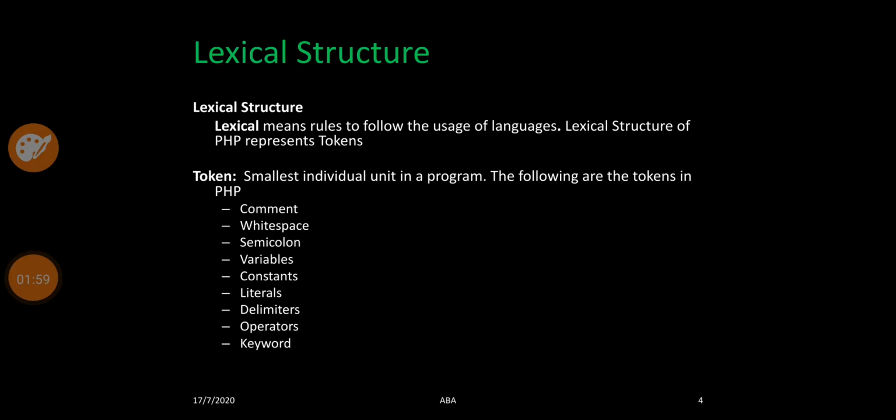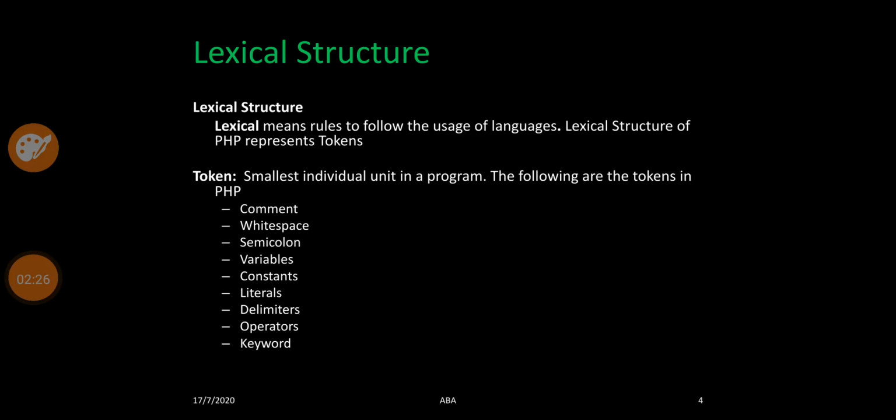The basic concept of PHP, the first one, is the lexical structure. What is the lexical structure? If we want to write a program in any language, we should follow some rules. That is called lexical structure. The first part of lexical structure is the token. A token is nothing but the smallest individual unit in a program. If you take any program and find any individual unit, it is called a token. I will explain this later.